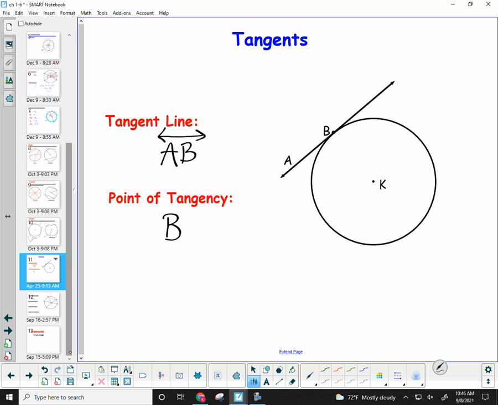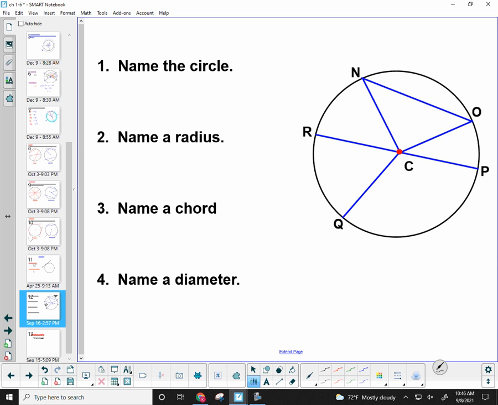All right. Next thing I want you to do, I'm going to give you literally 1 minute. For this figure, I want you to name the circle, name at least one radius. You can name as many as you want. Name the chord, name the diameter. So I'm going to give you 1 minute to take a look at this.